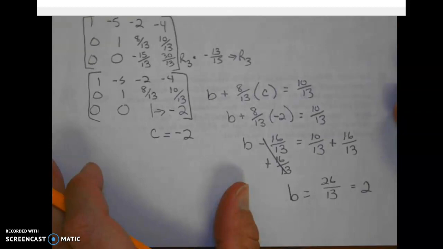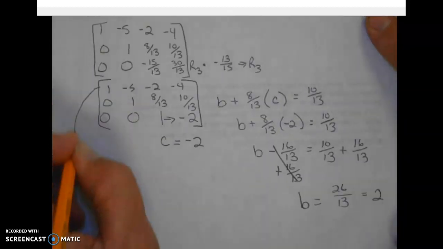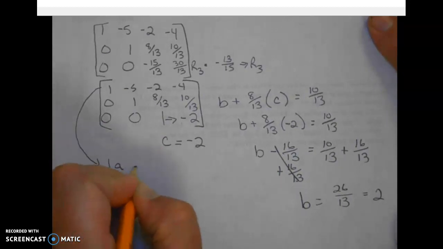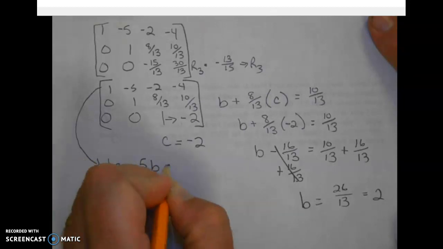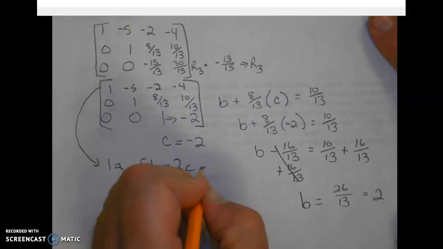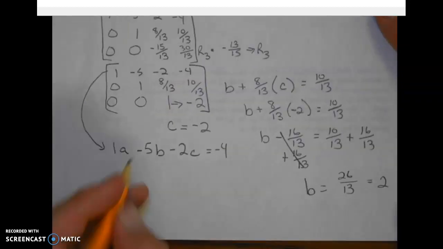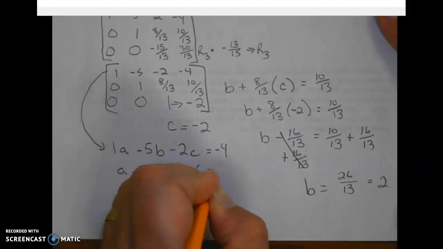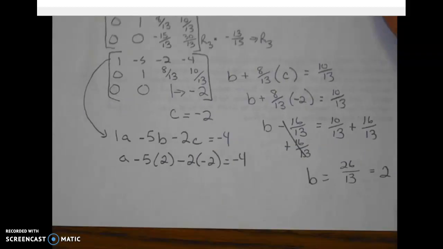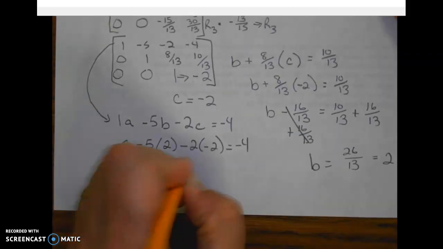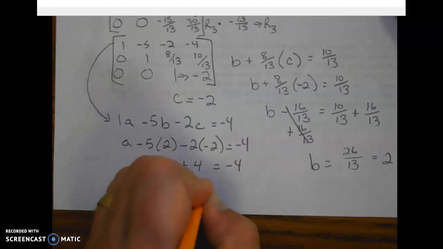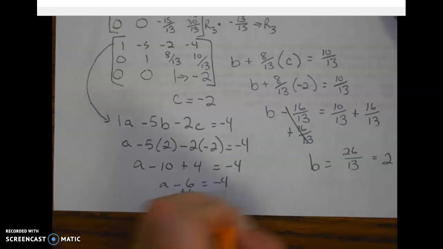So finally we have to do the last 1 to find A. So we have 1A minus 5B minus 2C equals -4. So plugging in what we know, we plug 2 in for B, we plug -2 in for C, solving for A, doing the math, we get A minus 6 equals -4, adding 6 on both sides, we get A equals 2.